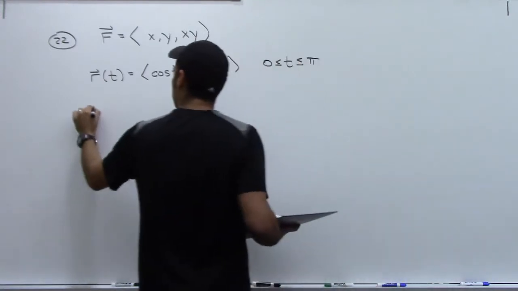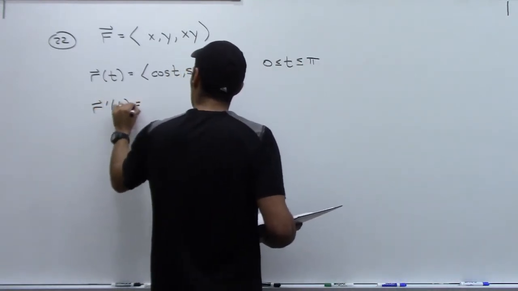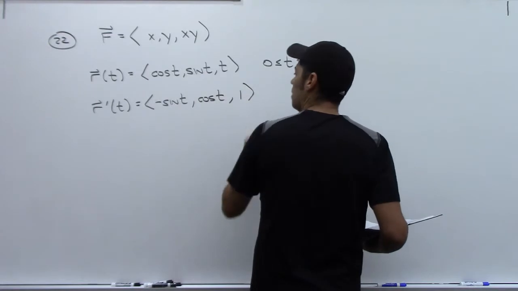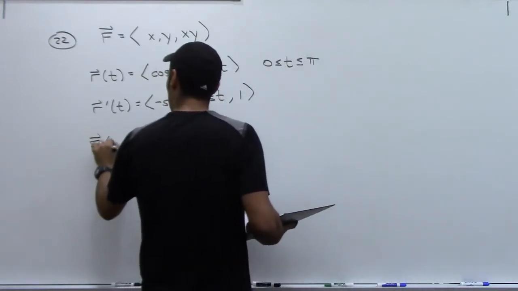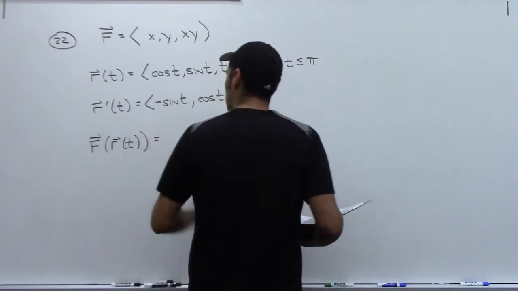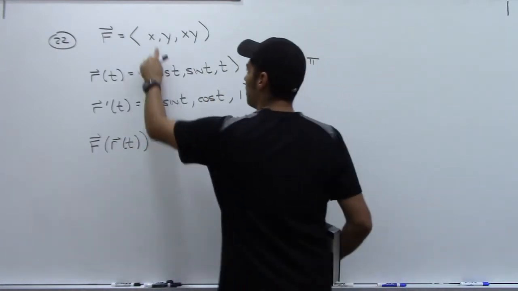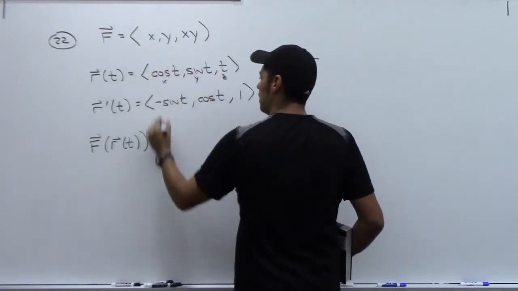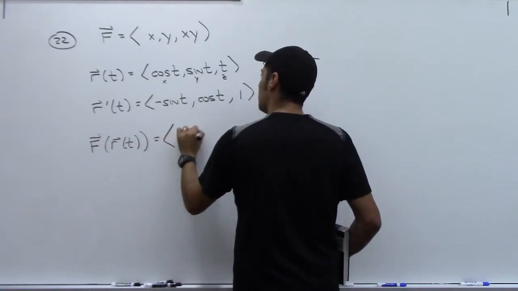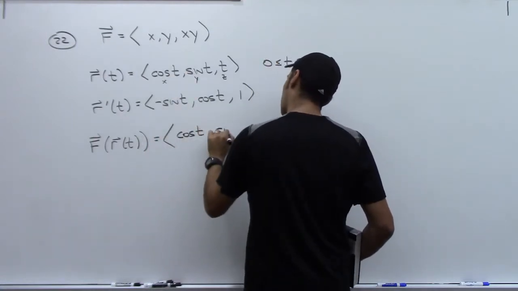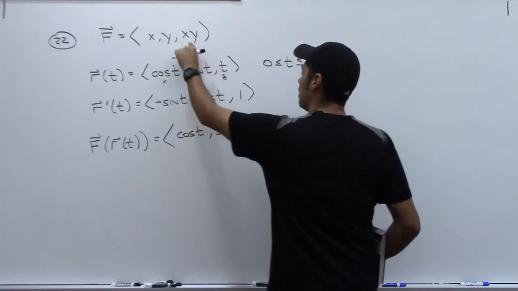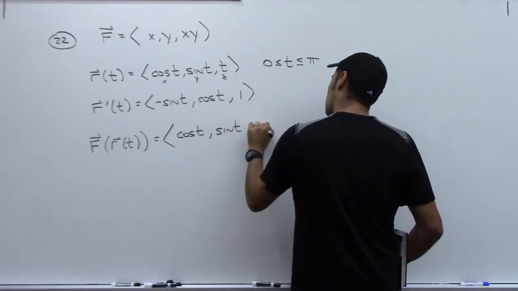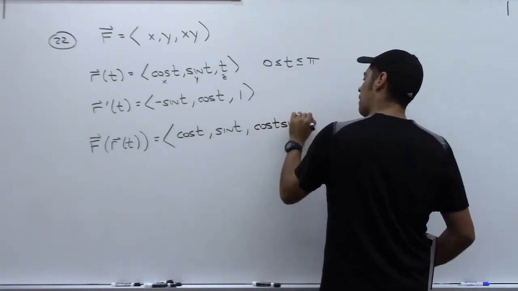So I know I'm going to need the derivative. Negative sine t, cosine t, 1. I also know I need to take the vector field and plug the curve into it. So when I plug the curve into it, that means I'm going to replace x with this, y, and then z. So x is just cosine t. The y is just going to be sine t. And the z component is going to be x times y, so this times this. So notice that we didn't even use that t. Cosine t, sine t.